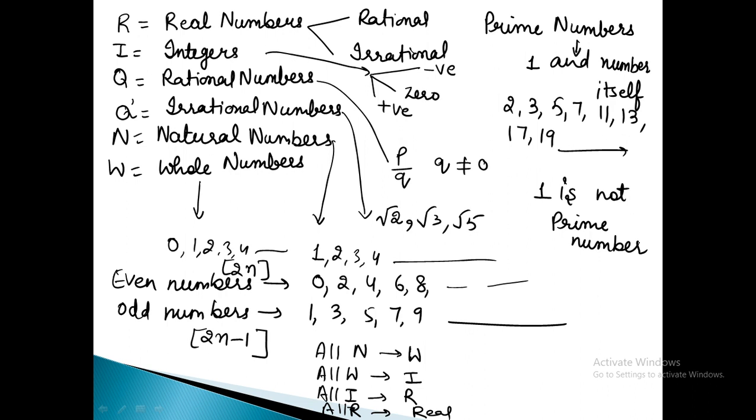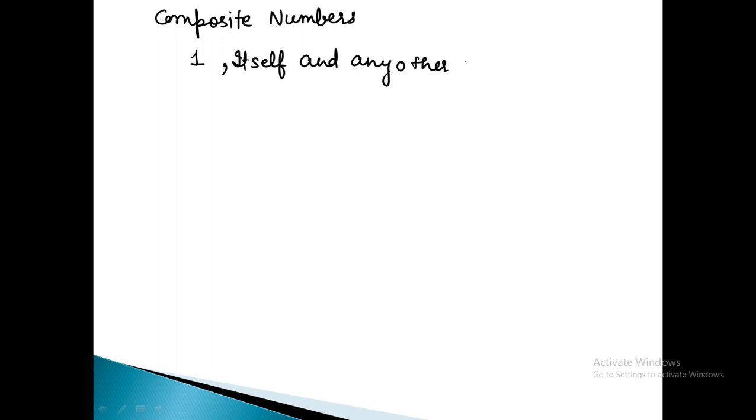Now next is composite numbers. The natural numbers which are divisible by 1, itself and any other number or numbers are known as composite numbers. For example, 4, 6, 8, 9, 10.